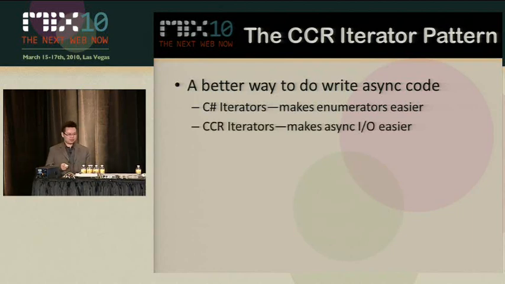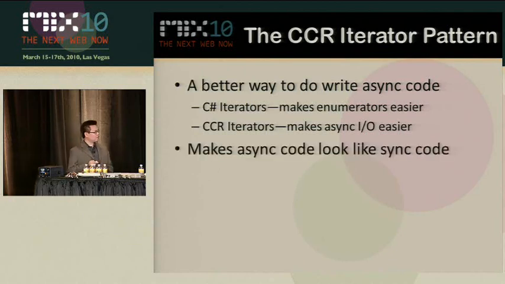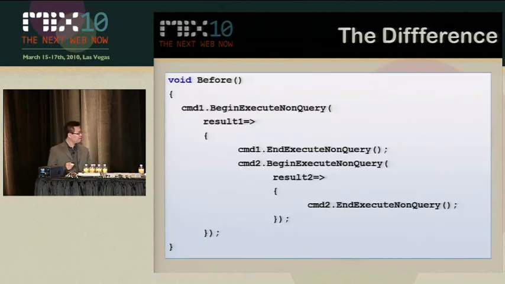CCR has the ability to tap into C# iterators and employ them for a new purpose. The purpose of making asynchronous programming easier. The code that you end up with still behaves asynchronously, but looks like synchronous code. To demonstrate the difference that the CCR iterator pattern makes, let me show you some code snippets.